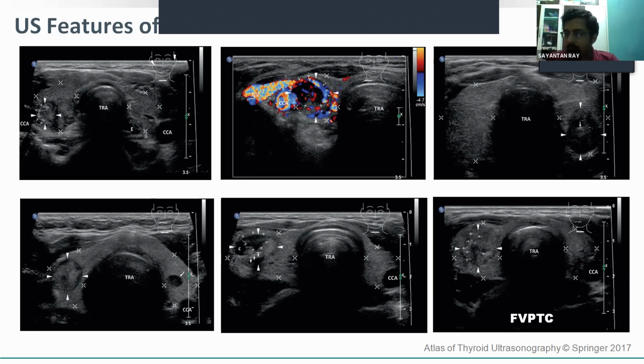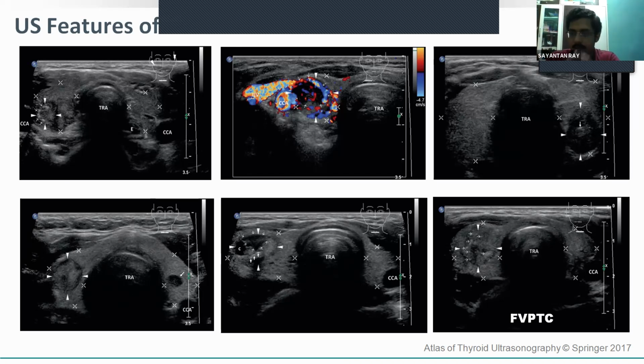The third one in the upper panel is showing a taller than wide shape. That is, when the anteroposterior diameter of a nodule is longer than its transverse diameter on a longitudinal or transverse plane.